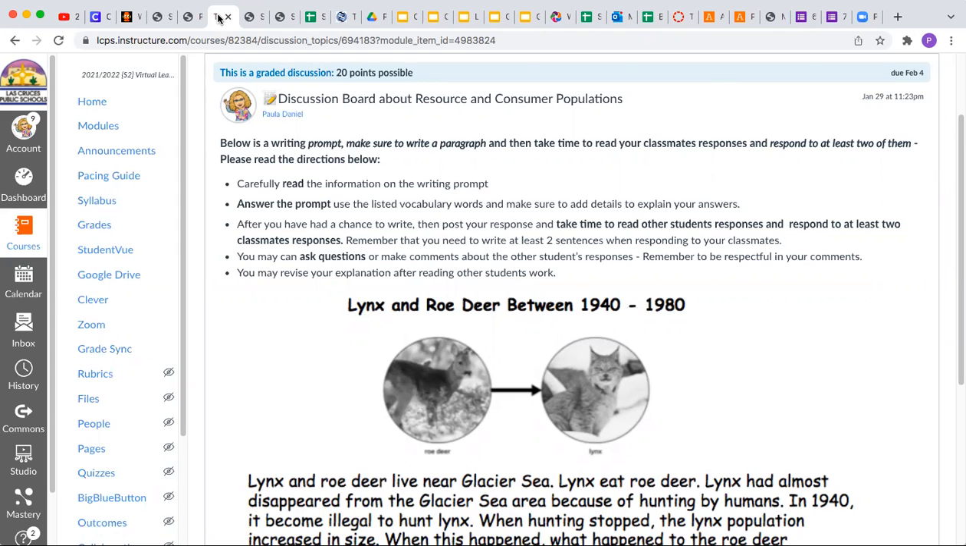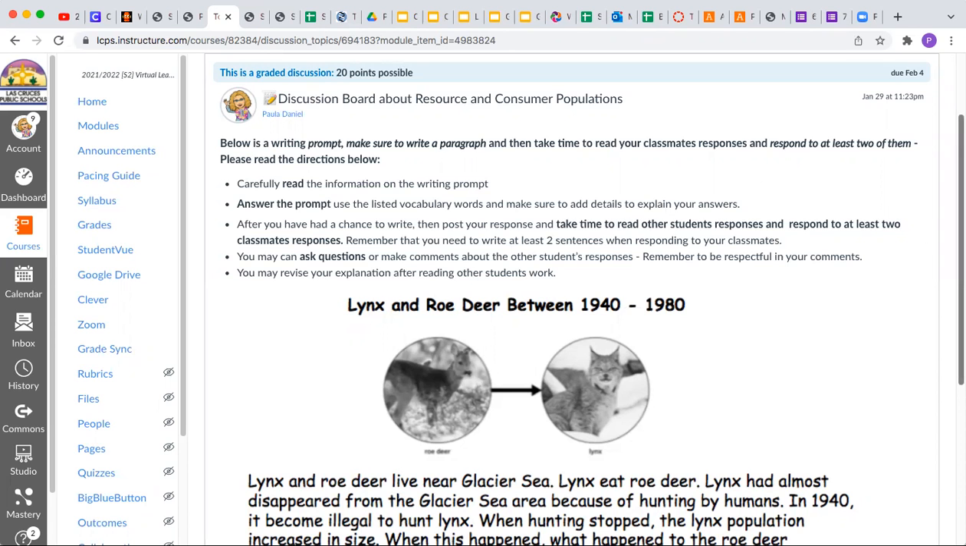So after you've had a chance to write, then you're going to post your response and take time to read a few other students' responses and respond to at least two classmates' responses. And remember, just "I agree" or "good job" isn't enough. You need to write at least two sentences when responding to your classmates. So you could ask a question or make a comment about the other students' responses.